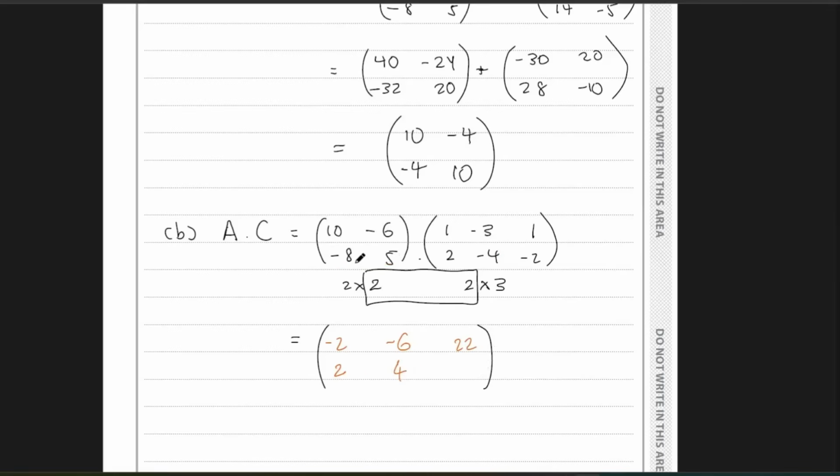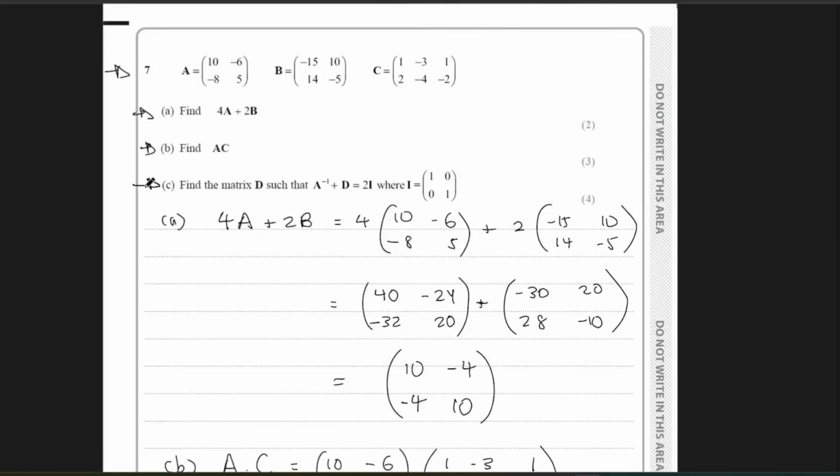The last spot is for the second row times the last column. Minus 8 times 1 is minus 8. 5 times minus 2 is minus 10. So minus 8 minus 10 gives us minus 18. Minus 18. And that's the answer for A times C. Let's look at question C.